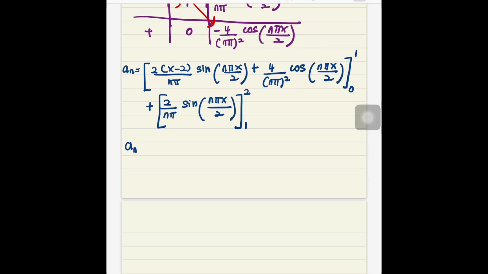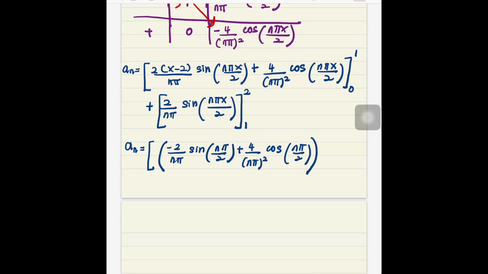So you will have your An equal to, for the first function here, substitute x equals 1 minus substitute x equals 0. So 1 minus 2 is equal to negative 1. So you will have negative 2 over n pi sine n pi over 2 plus 4 over n pi squared cos n pi over 2.